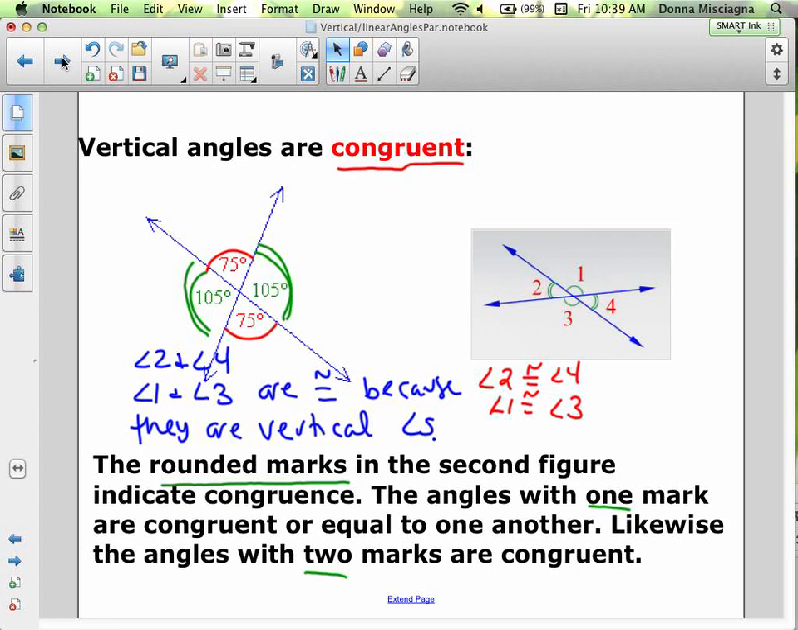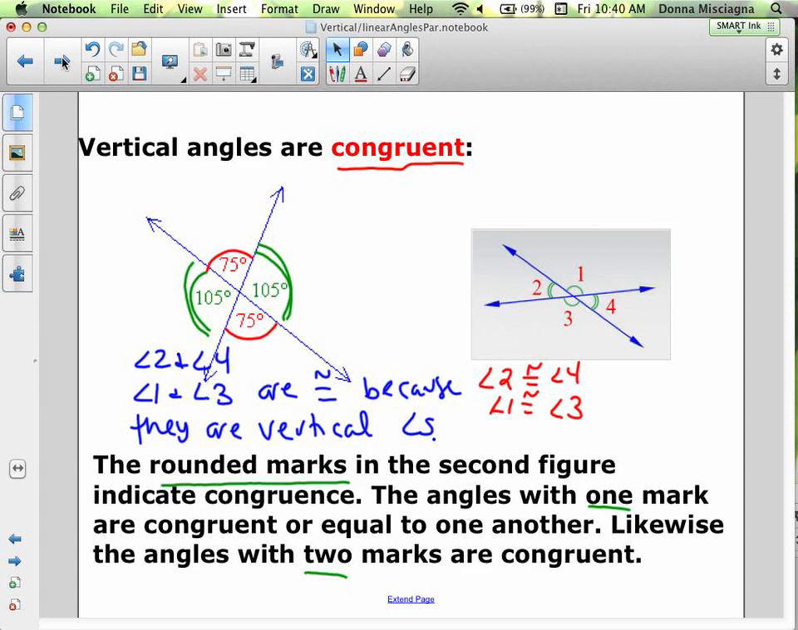When you have rounded marks, in that figure there on the right-hand side, that second figure, if they have the same number of rounded marks, that means they're congruent to one another. So all the angles with one mark are congruent or equal to one another, and likewise, all the angles with 2 marks are going to be congruent. In the picture on the left-hand side, we can see the angle measures are written in, and you can see those opposite angles are congruent. The ones written in red, they're both 75 degrees, they're congruent to one another. The ones written in green, they're 105 degrees, they're both congruent to one another.